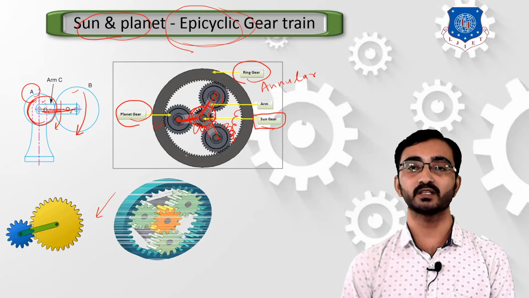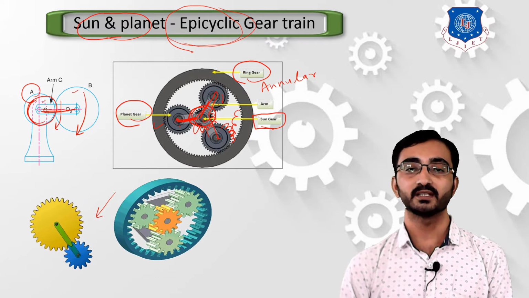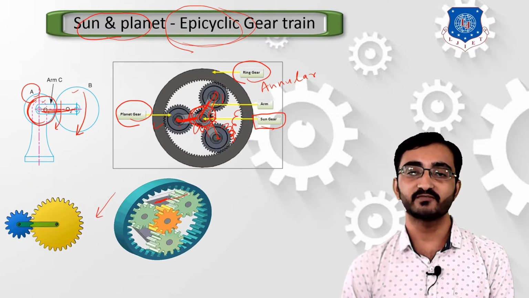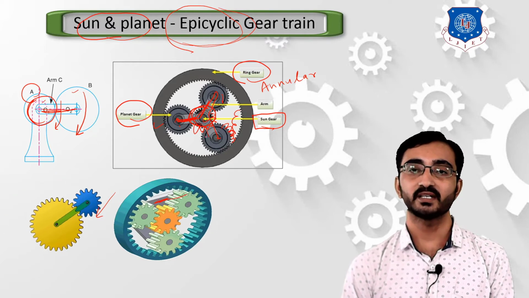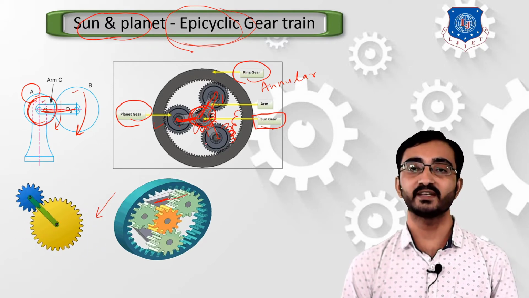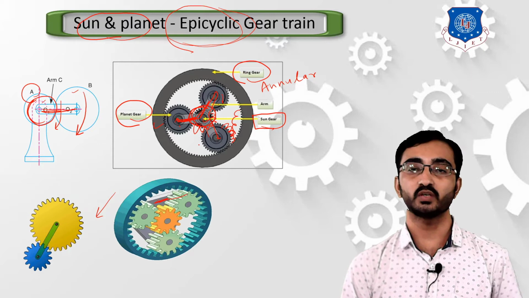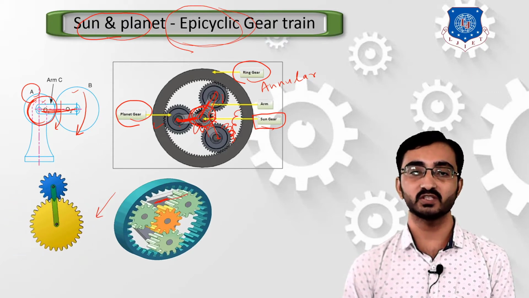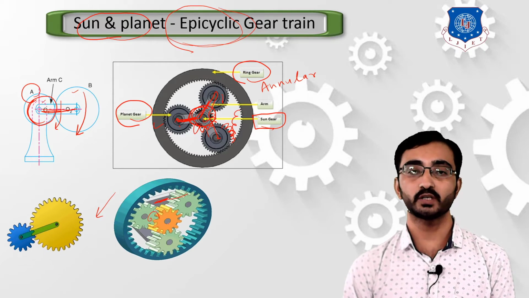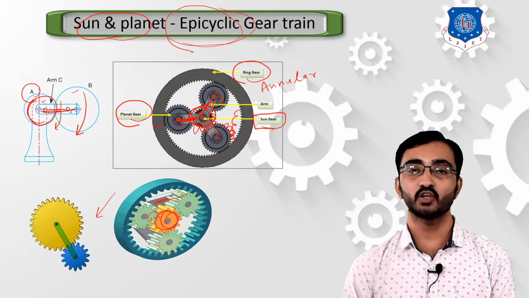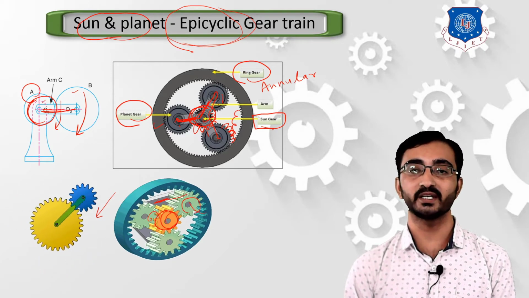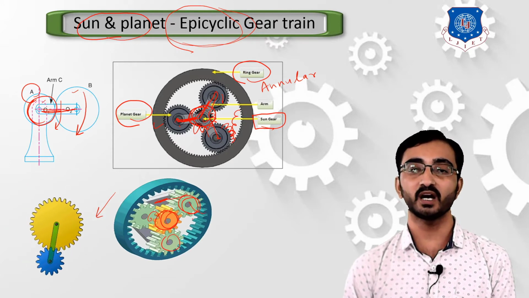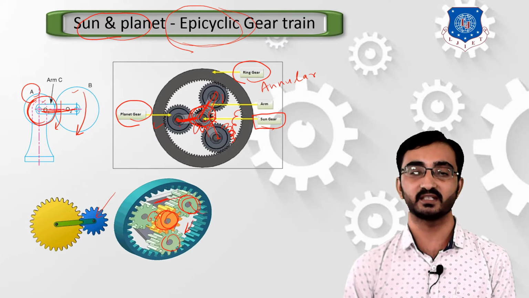Now if you consider the motion of this type of assembly, let's consider that the arm of this assembly is fixed. If you are fixing the arm in this diagram, and you give rotation to the central gear, which is known as the sun gear, then due to rotation of this central sun gear, your planetary gears are also rotating, but they are rotating on their own axis. They are not moving around the periphery of the sun gear.